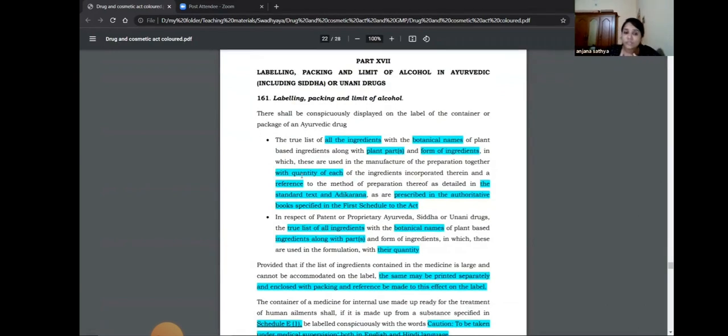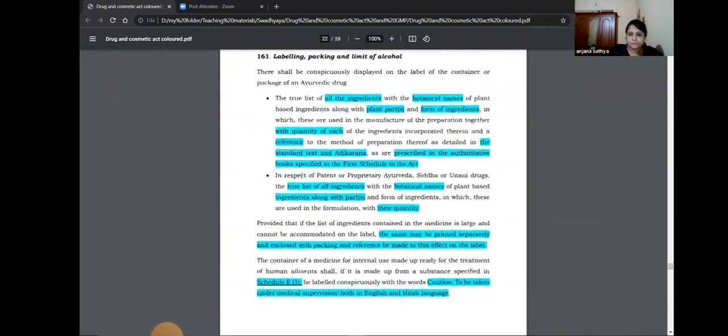So a true list of all the ingredients with the botanical name and part of the ingredient also, or form of the ingredient, with the exact quantity of each ingredient. And you have to mention the name of the text with the adhikarana, from which text also. And if it is a patent and proprietary medicine, a true list of ingredients with the botanical name and quantity has to be there.